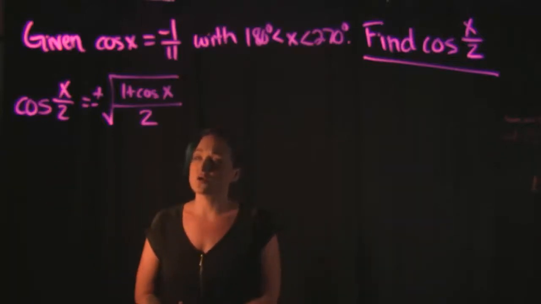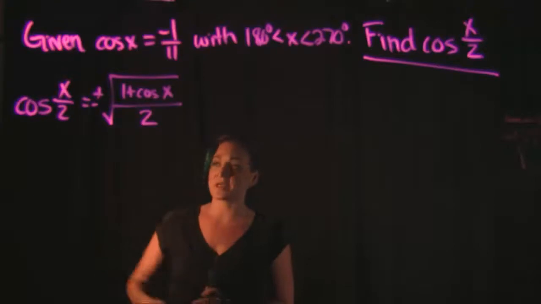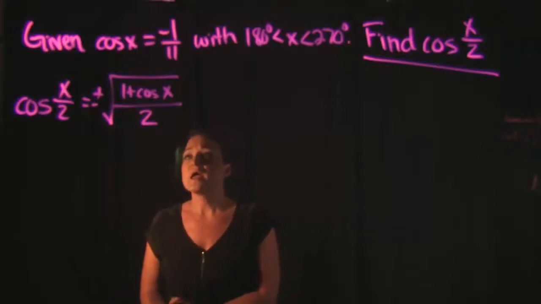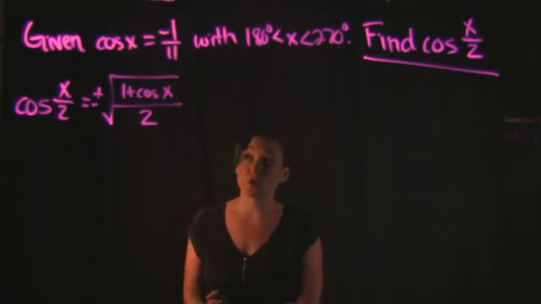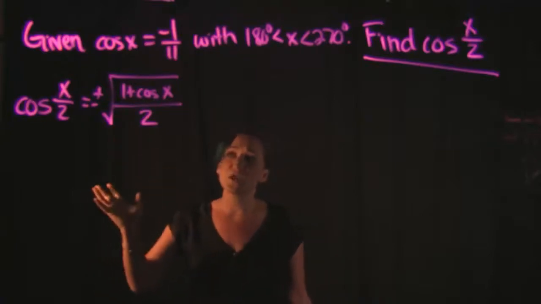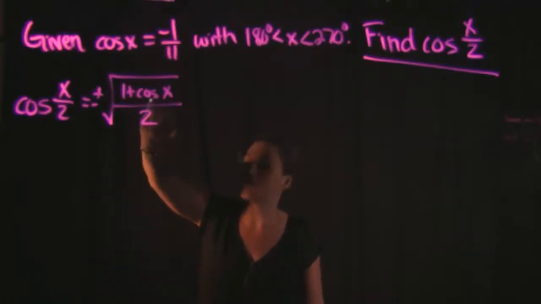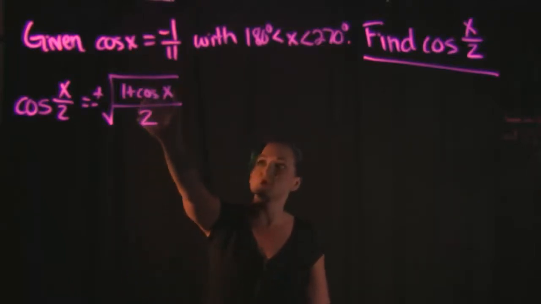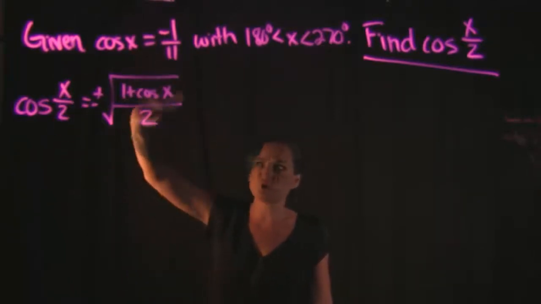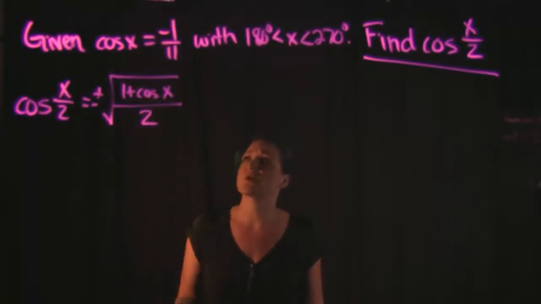Here we're talking about cosine, so I have the formula for cosine x over 2 here on the board. It is equal to plus or minus the square root of (1 plus cosine x) over 2. For this particular formula, the main thing is, do we know what cosine of x is? As long as we know what cosine of x is, we can plug it into this part of our formula and just do some algebra and simplify the rest of it.